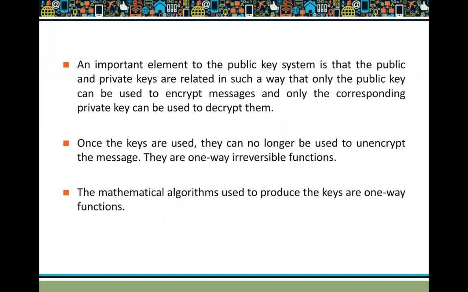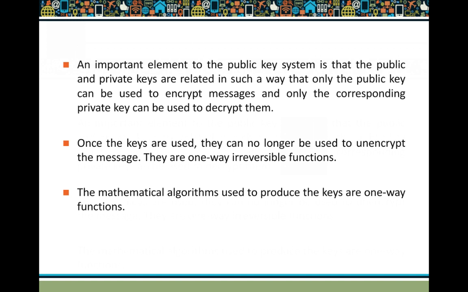An important element of a public key system is that the public and private keys are related in such a way that only the public key can be used to encrypt the message and only the corresponding private key can be used to decrypt it. So there is some sort of combination between the private and public keys, framed in such a way that any message encrypted with the public key can be decrypted only with the corresponding private key.